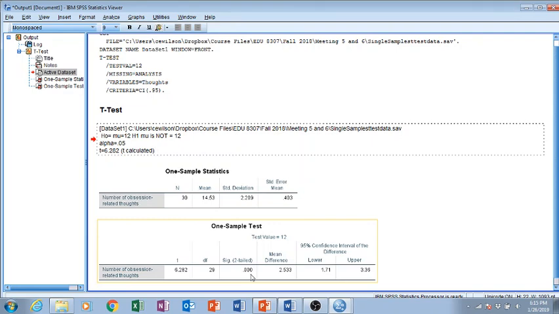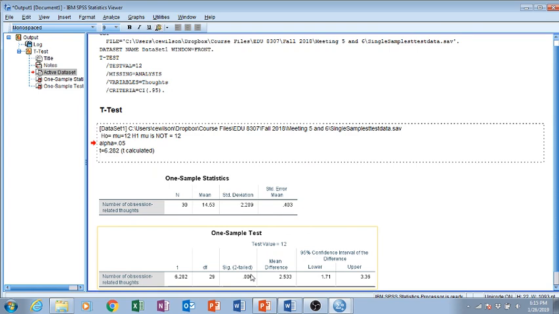What we want to look at is the obtained probability. So the probability of us having obtained the sample mean we obtained, if the null is true, is 0.000. And so I'm going to make a little note. This is the obtained probability.